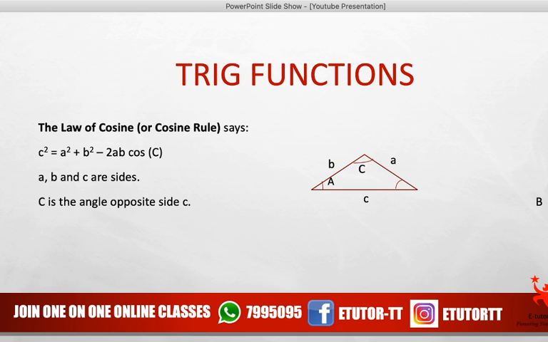Trig functions continuation. The law of cosine, or cosine rule, says c squared is equal to a squared plus b squared minus 2ab cos angle C. a, b, and c are sides, just like in the triangle before. So that's a lowercase a, lowercase b, and lowercase c. Those are the sides. And the capital C is the angle opposite side c.